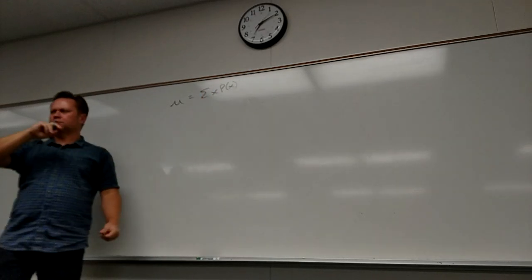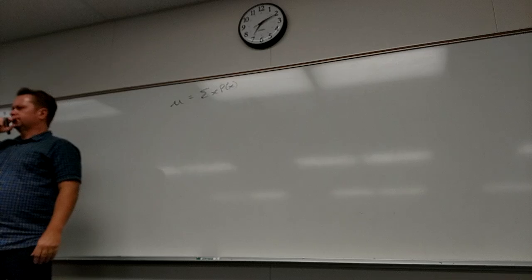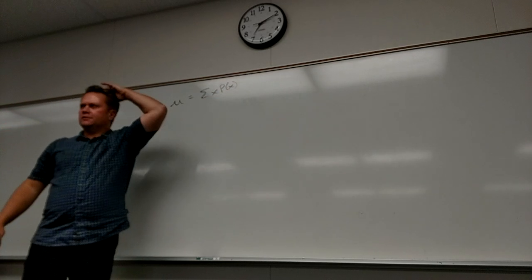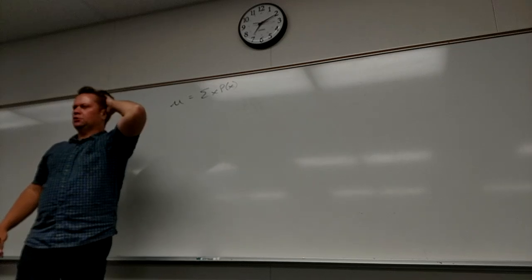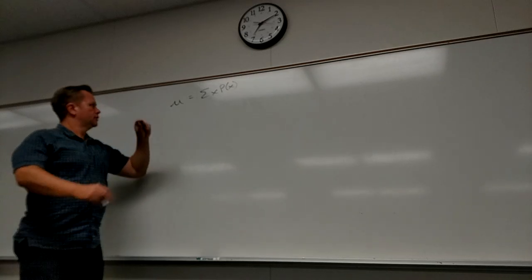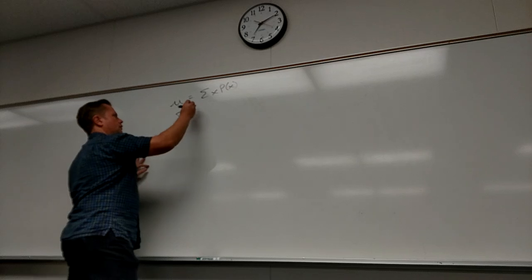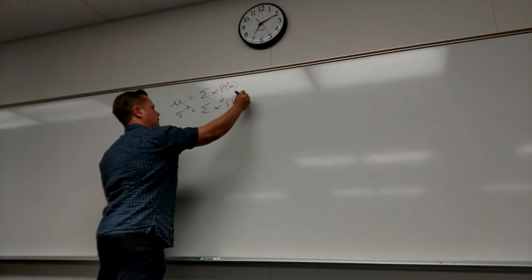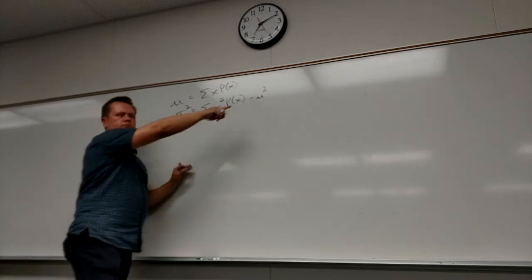You have this little dude, right? When do I use that formula? Probably when I give you x's and p of x's. That's a huge trigger. What is this the formula for?